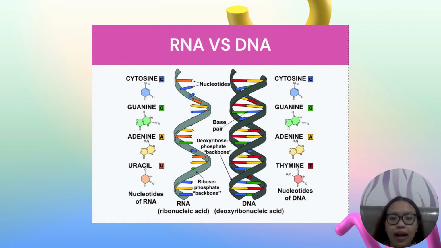The differences between RNA and DNA are: the first one, RNA uses the sugar ribose instead of deoxyribose. The second one, RNA is generally single-stranded instead of double-stranded. And the last one, RNA contains uracil in place of thymine.